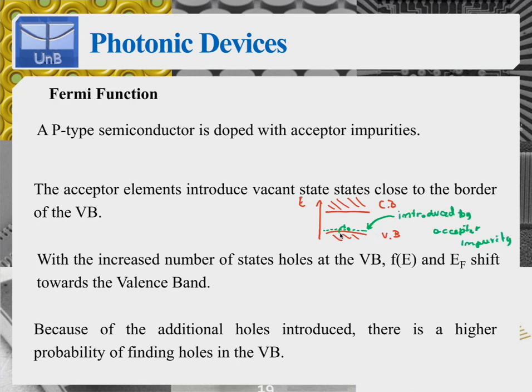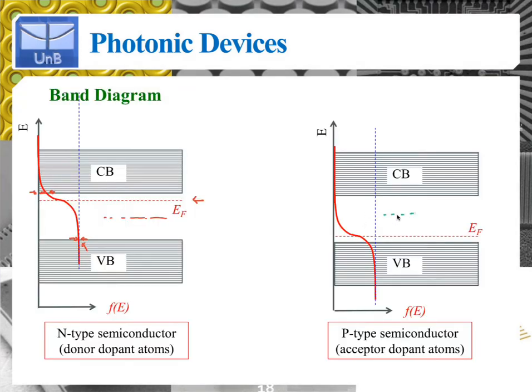Leaving behind an additional hole, because the electron has moved up to that level, it's going to leave an empty state, which is a hole in the valence band. So in this way, acceptor impurities cause the generation of more holes in the valence band, the addition of holes to the valence band. Okay, with the increased number of holes at the valence band, the Fermi function and the Fermi level shift downwards toward the valence band. So instead of shifting up, now from the center position it shifts down, right, for a p-type semiconductor with acceptor impurities. Because of what we've just discussed, the Fermi level will shift down.